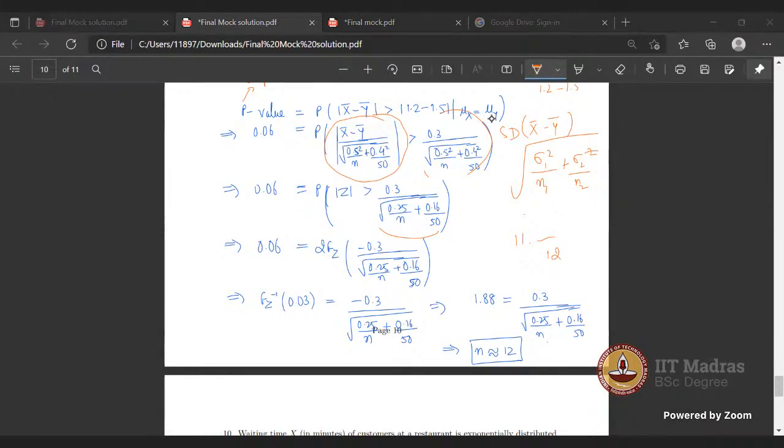Ma'am, what if it's like 12.03? Do we have to take 13 or 12? If it's like 12.03 or 12.05, then you have to take 13. Yeah, 13.